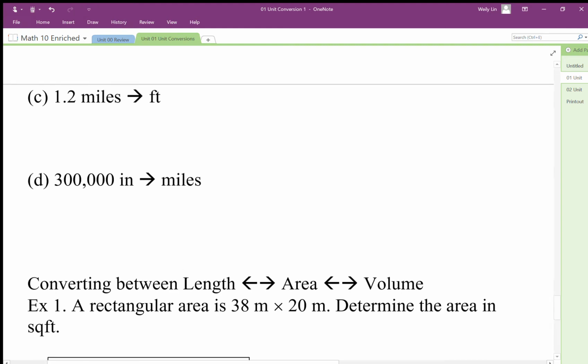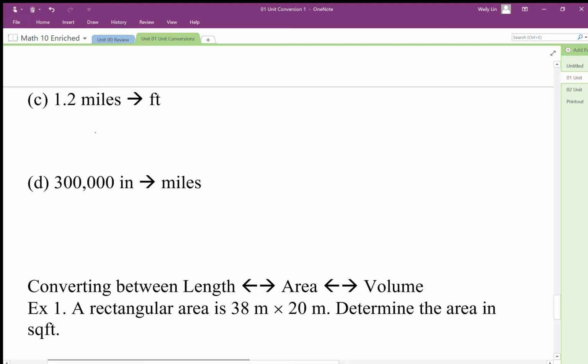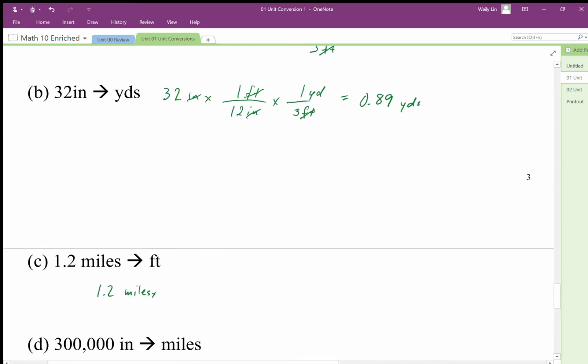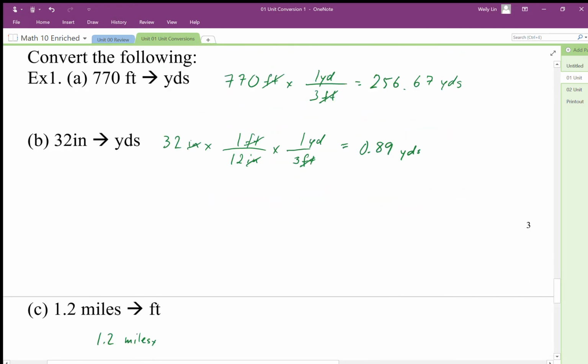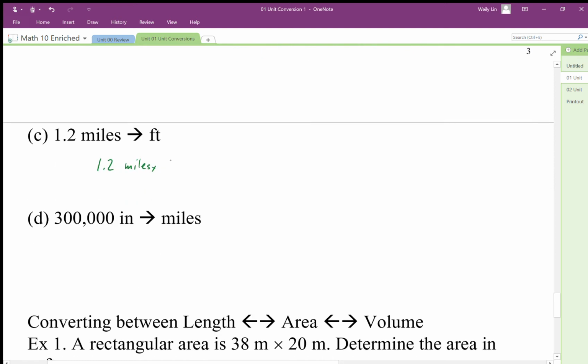Okay, so converting miles to feet, we're going to start with 1.2 miles, and we're going to have to convert this to yards first. So we're going to use 1 mile equals 1760 yards. Okay, so we're going to have 1 mile on the bottom, 1760 yards on top, and then we want to convert those yards into feet. So we know that 1 yard equals 3 feet.